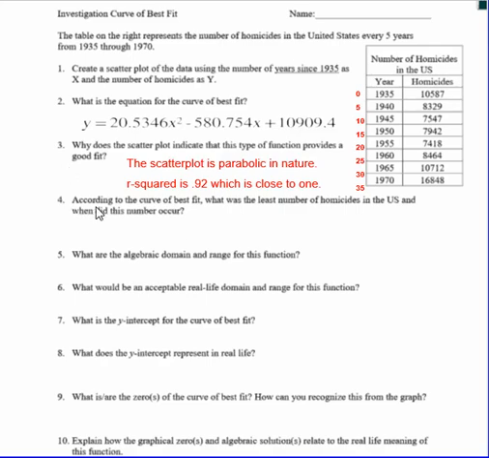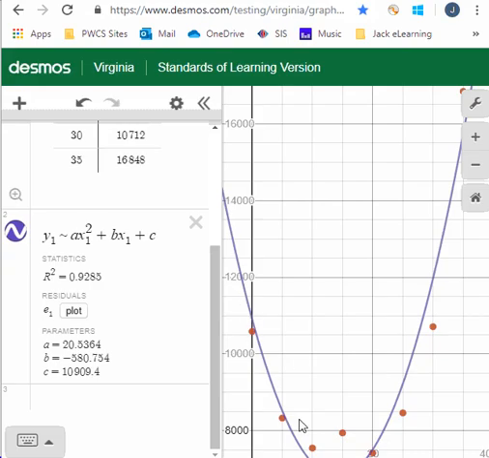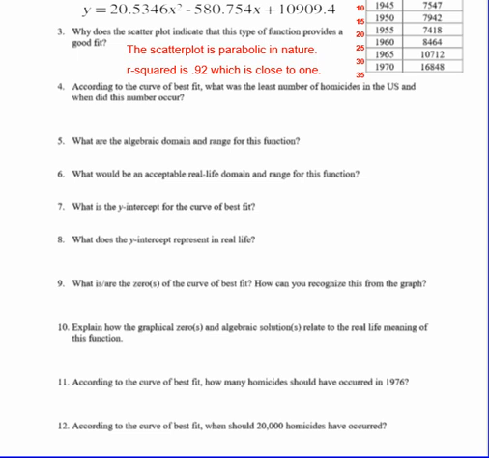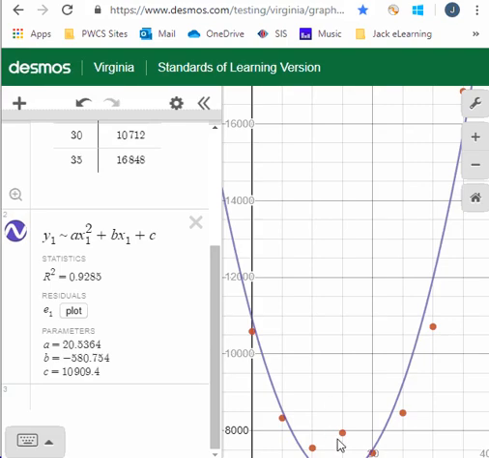So then as we look at number 4, which says, according to this curve of best fit, what is the least number of homicides in the U.S. and when did this number occur? So what we're going to want to look at is the graph and where does this graph bottom out? In other words, where's the location of the vertex down here at the bottom?